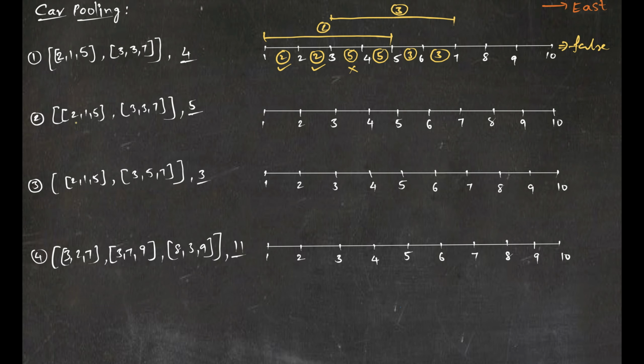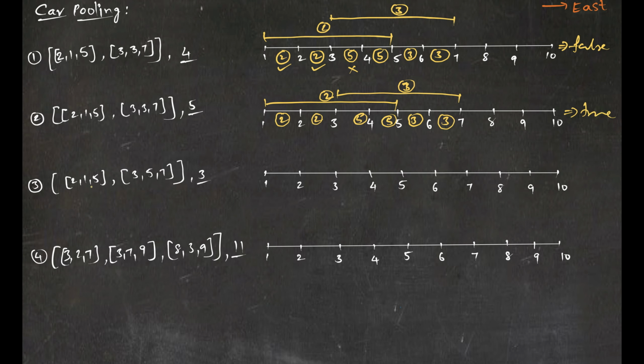In the second example also I have two trips, between 1 and 5 two passengers, and between 3 and 7 three passengers. If you look at the number of passengers between the kilometers, here it is 2, 2, 5, 5, 3, 3. But my maximum capacity is 5 here. And if you look at the number of passengers between any kilometers, it is not going beyond 5. So this is fine. So return true.